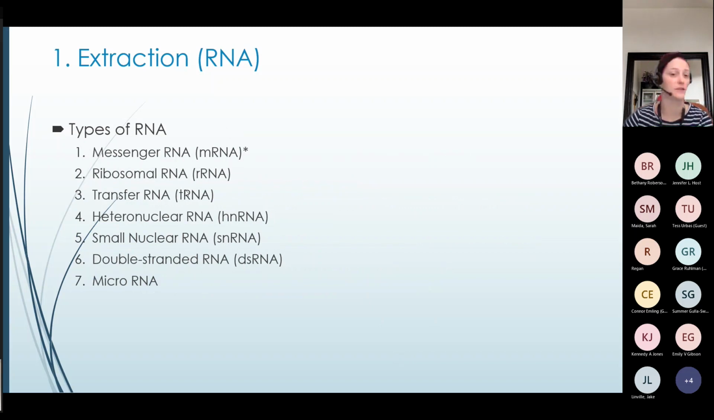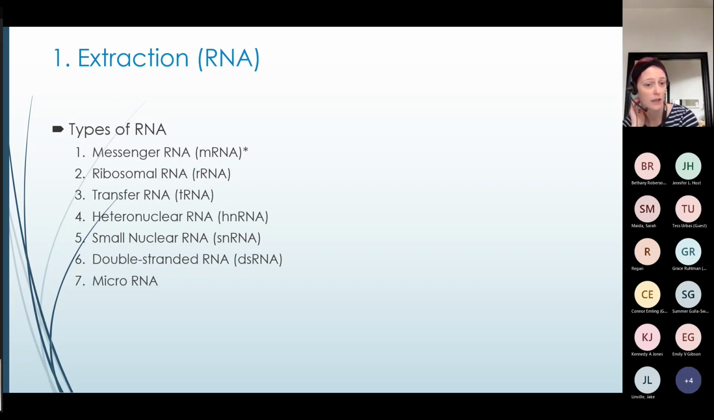Types of RNA, there's lots of different RNA types. Depending on what you are trying to study, you could be isolating different kinds of RNA. So you have messenger, ribosomal, transfer, heteronuclear, small nuclear. You can have double-stranded RNA and microRNA. Heteronuclear RNA is within the nucleus and it's pre-mRNA. And other RNA transcripts don't move to the cytoplasm. After they're processed and converted into mRNA, then they can move to the cytoplasm.